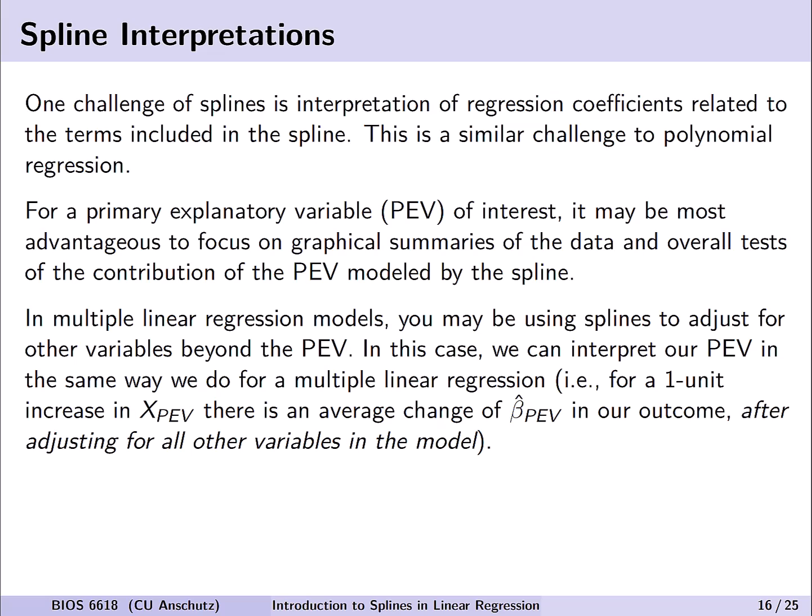However, if you're using a multiple linear regression framework, you actually might be using splines to more flexibly adjust for other variables that are in the model outside of just the PEV. In this case, if your PEV is just its own variable without any transformation, we can still interpret that variable the same way: a 1 unit increase in x, the PEV, results in an average change of beta hat PEV in our outcome after adjusting for all other variables in the model, even if those other variables are fit flexibly with splines.